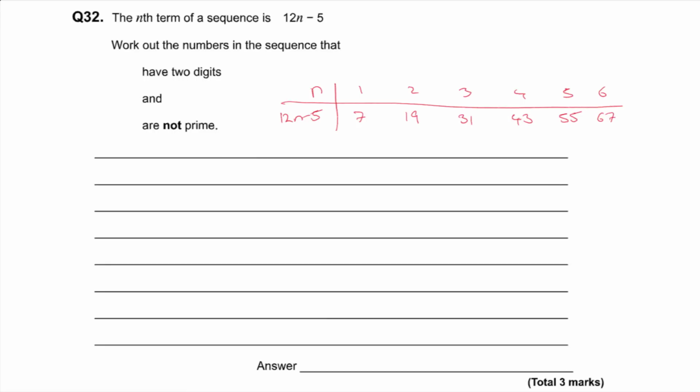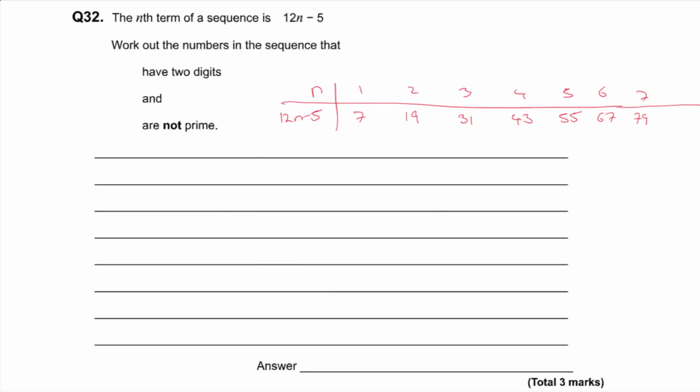Right, so what am I trying to do? I'm trying to find numbers that have 2 digits and are not prime. Okay, well, better go up a bit higher because I think I might have some more beyond there. So I might have to do a few more. So what's the 7th one? 7 12s are, what did we say? We're up to 84, aren't we? Take away 5 is 79.